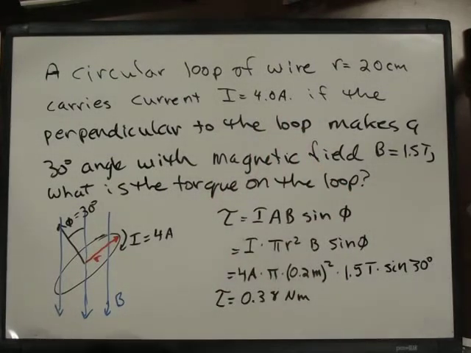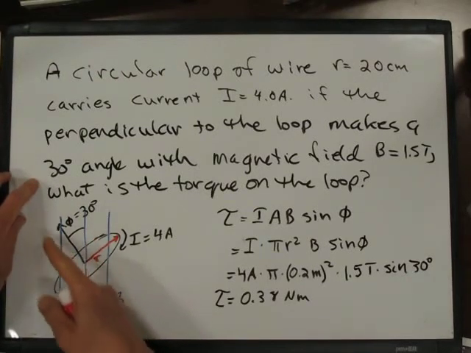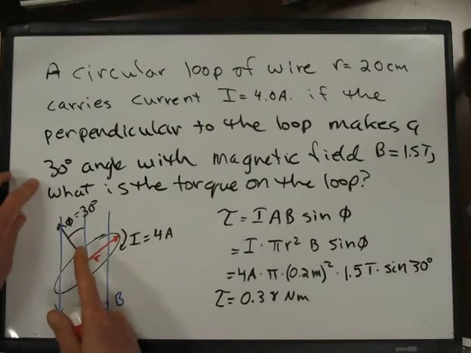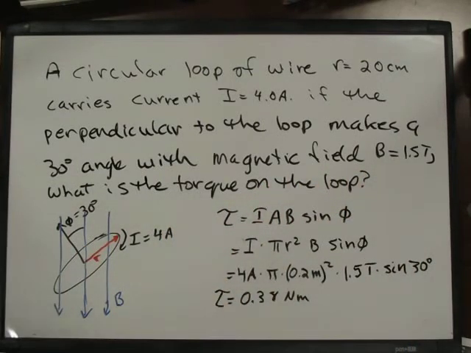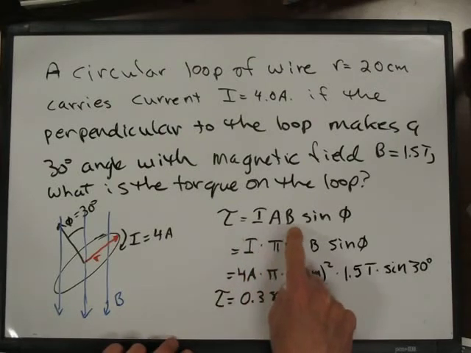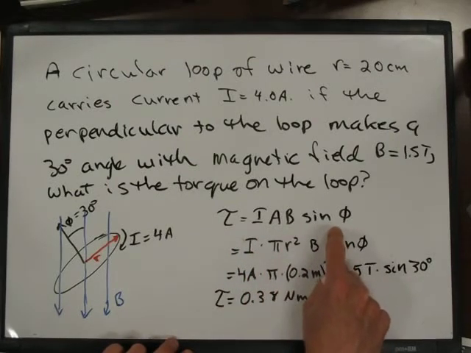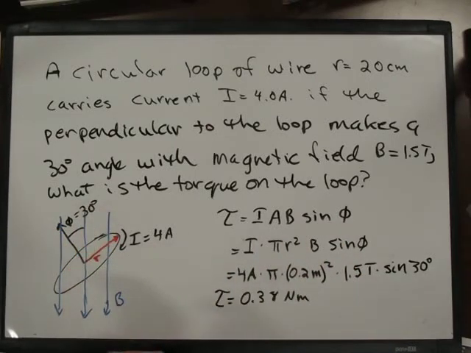If the perpendicular to the loop makes a 30-degree angle with the magnetic field, in other words, there's the perpendicular to the loop. If it makes a 30-degree angle with the magnetic field, which is 1.5 Tesla, what's the torque on the loop? And I just use the torque is equal to the current times the area of the loop times the magnetic field times the sine of the angle between the perpendicular to the loop and the magnetic field.